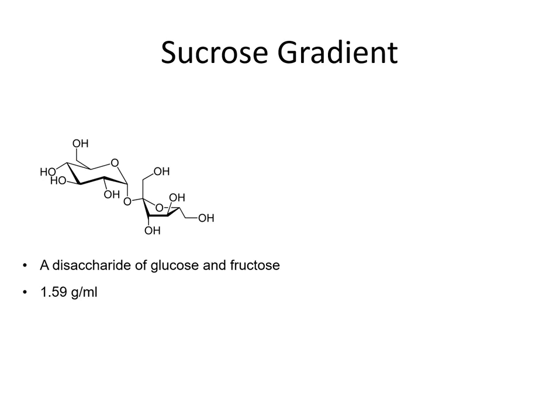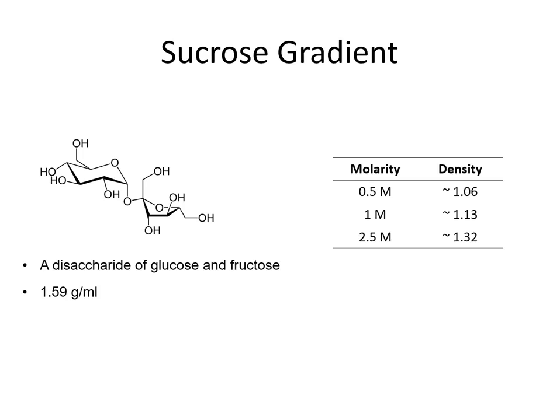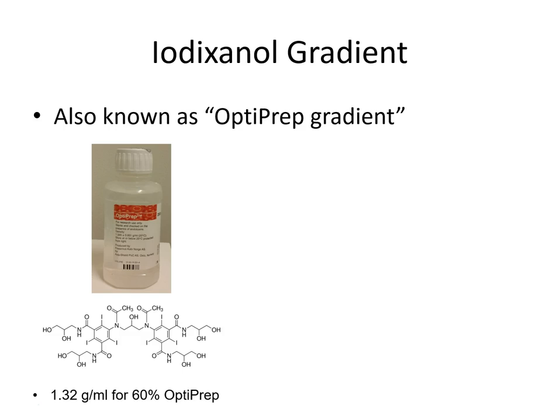Sucrose is a disaccharide that is a combination of glucose and fructose, as shown in the chemical structure. It has a density of 1.59 gram per ml, so it can generate higher density than water, which has 1 gram per ml density. This table shows the density of the most used molar concentrations of sucrose. If you want to find the density of other molarity of sucrose, please visit this website.